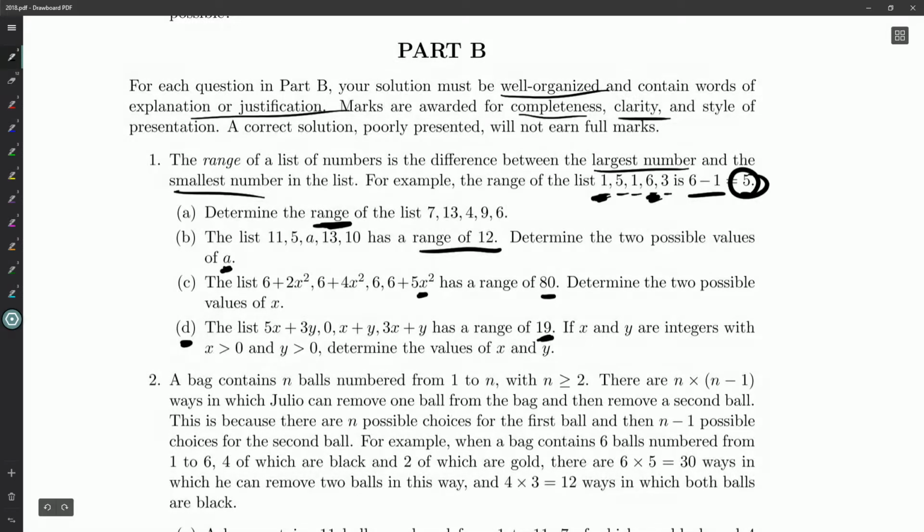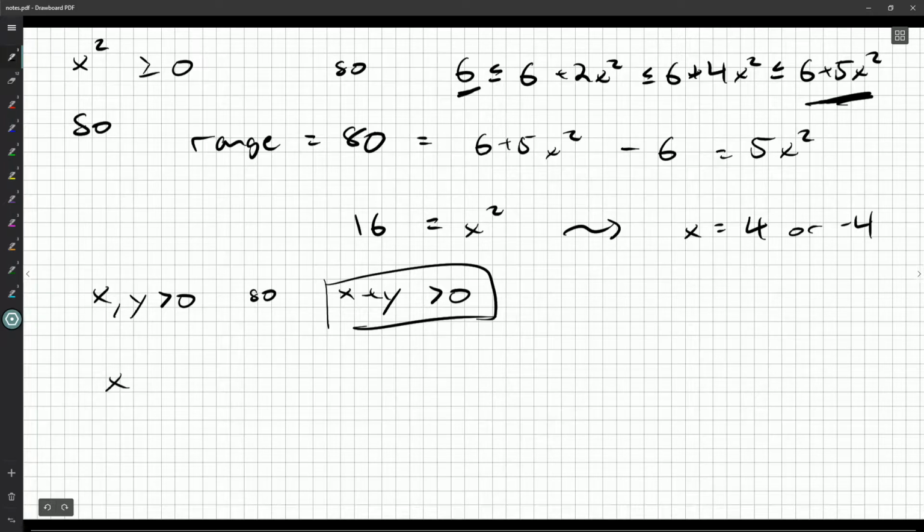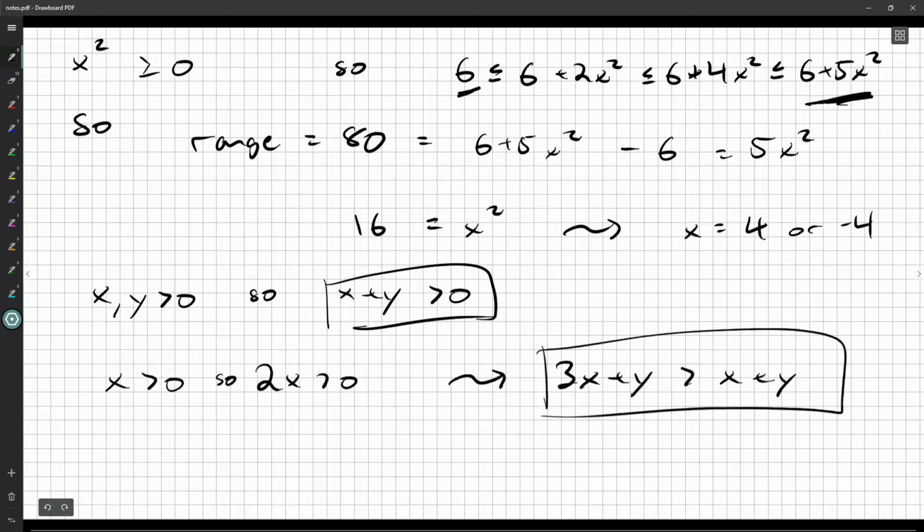Well, we've got 5x plus 3y and 3x plus y. So x is greater than 0, so 2x is greater than 0. And from there, if I add on x plus y to both sides, I see that 3x plus y is greater than x plus y. You might be able to get away with just jumping to the final inequality that shows you the order of these numbers, but I think it's important to justify it while we're here.